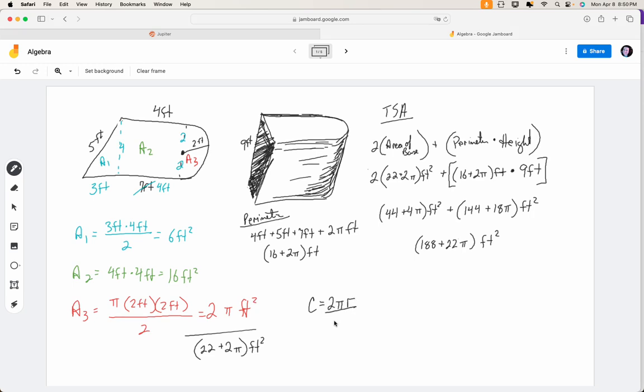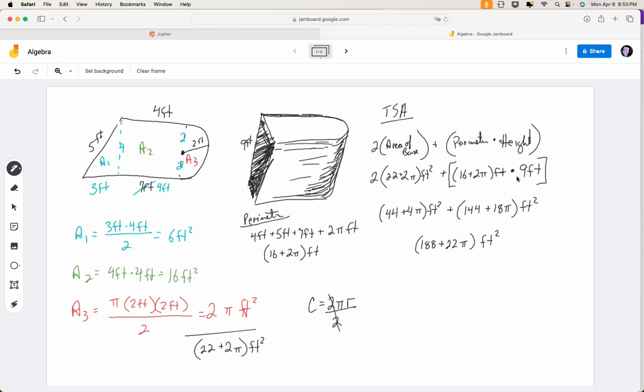Because it's a half circle, we divide it by 2. That cancels. So that equals radius pi. So that's 2 pi foot. So we put that together and we have 16 plus 2 pi foot. And that's our perimeter. So we put that in there.